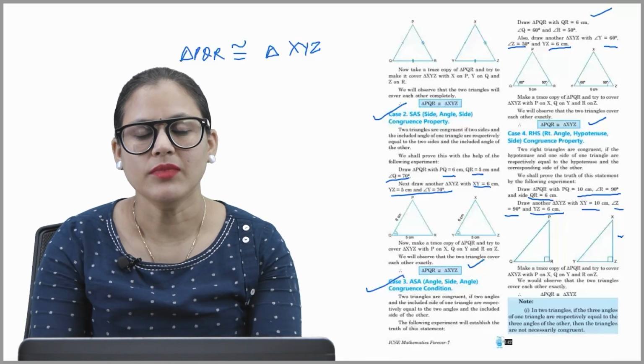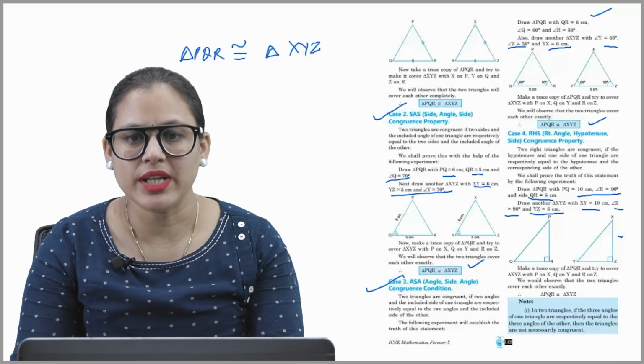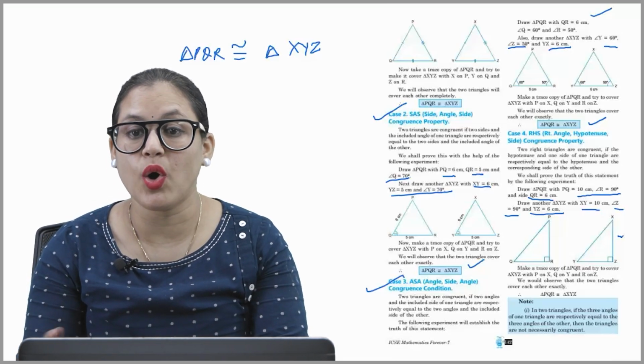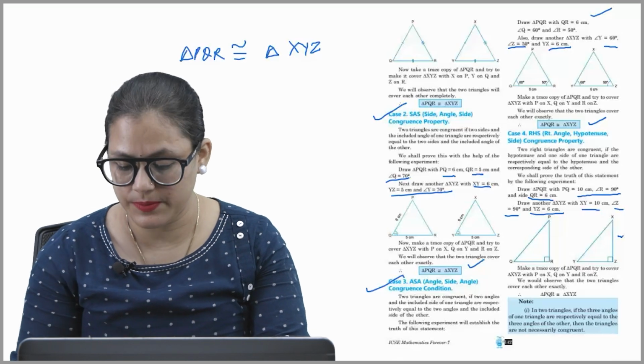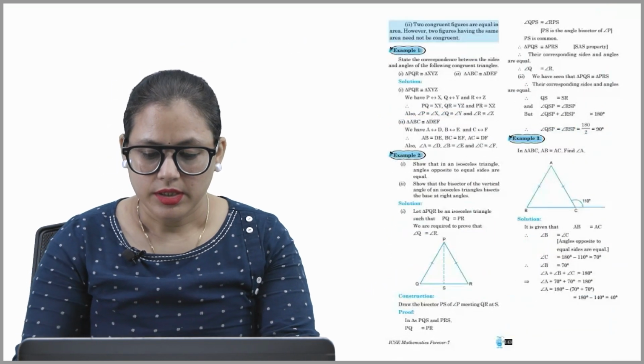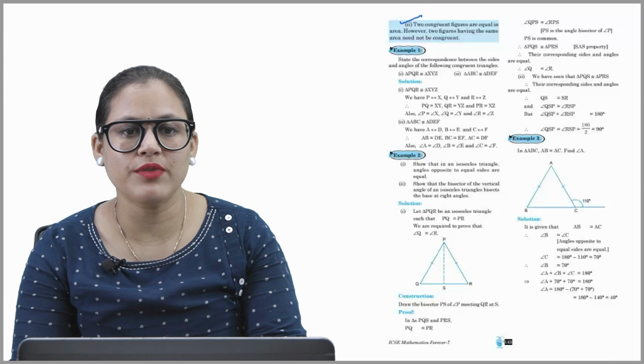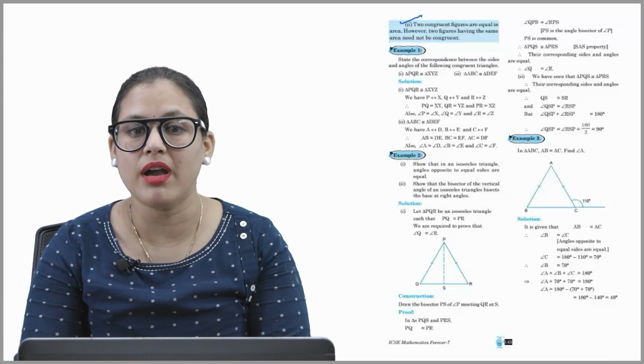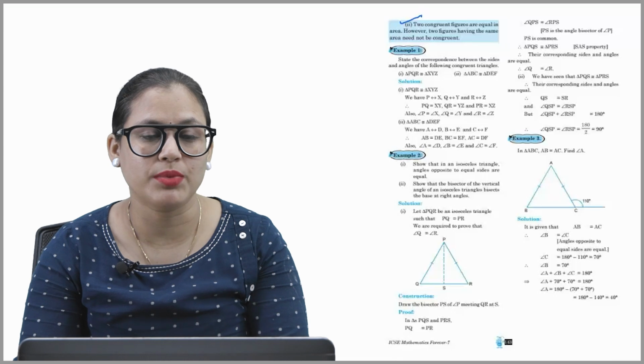Note: in two triangles, if the three angles of one triangle are respectively equal to the three angles of the other, then the triangles are not necessarily congruent. Number 2, two congruent figures are equal in area. However, two figures having the same area need not be congruent.